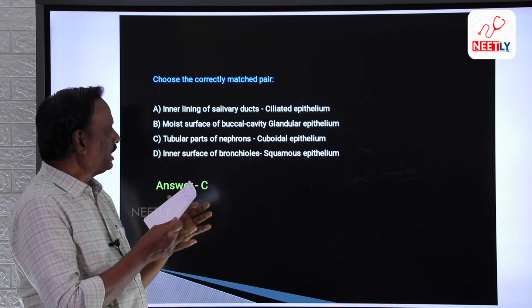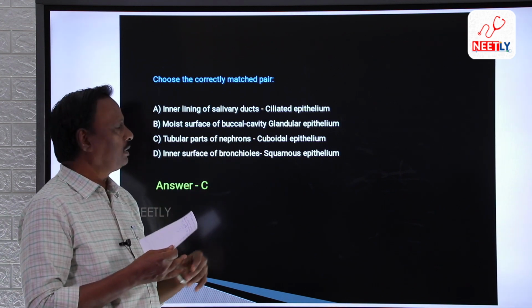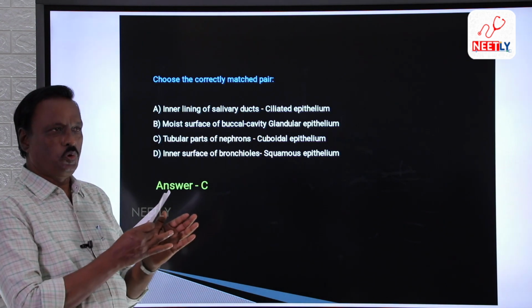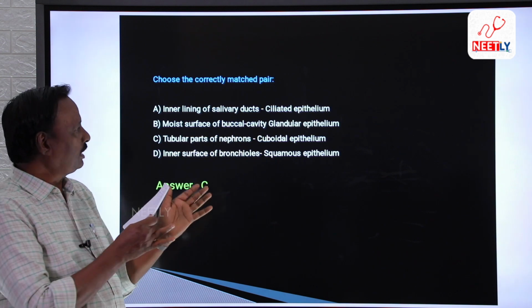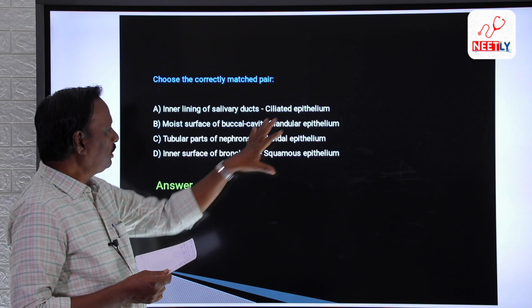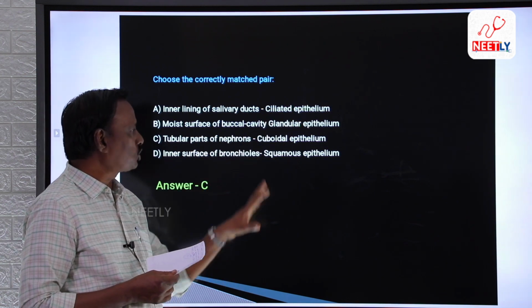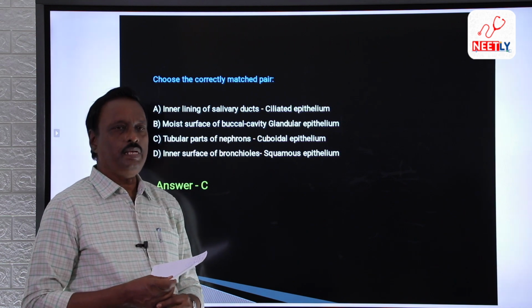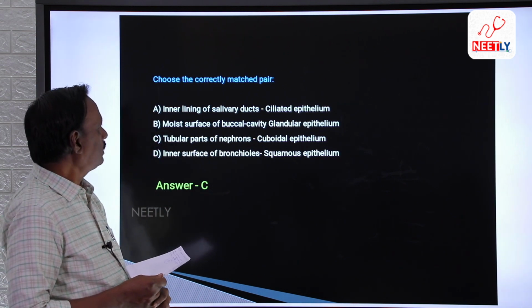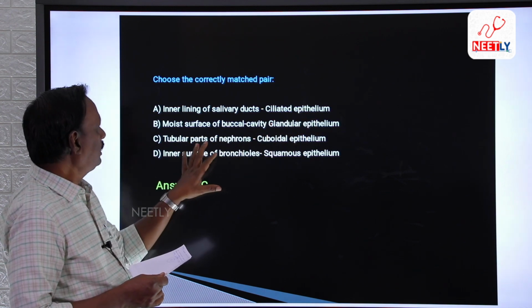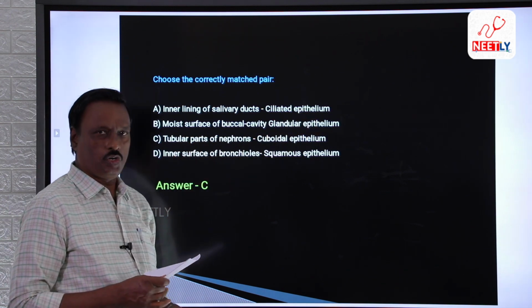So they are classified into different types. For example, the epithelial tissue, endothelial tissue, mucous tissue, and there are so many others, like bone tissue. Different kinds of tissues are available in our body. But here, this question is talking about the epithelial tissue, and where it is distributed. So we have to select the correct matched pair here also.